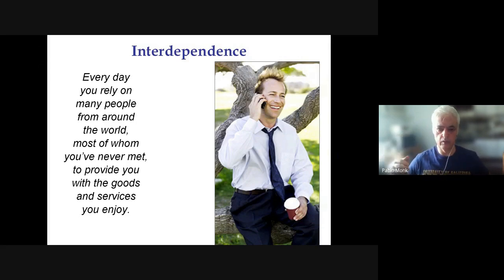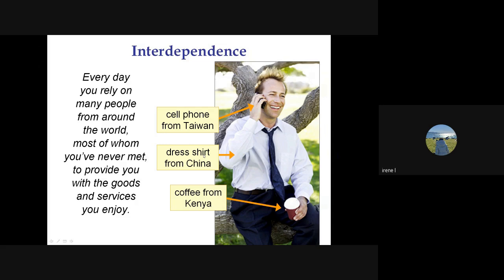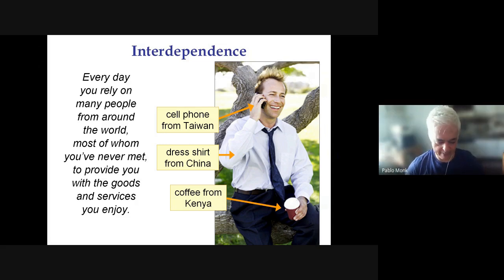Every day, every person, we rely on many people around the world, and mostly we've never met them. We don't know who they are, for the goods and services. So if we look at this guy talking on his phone, drinking his coffee, just a regular guy, his cell phone came from Taiwan, his coffee came from Kenya, and his dress shirt was made in China, but he's in America, right? So suddenly his happy-go business lifestyle requires all these different countries and all these different products from around the world. He has no idea who these people are, but that makes his lifestyle possible. And he bought his hair gel from a factory in Cleveland.